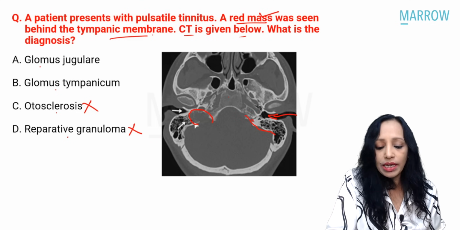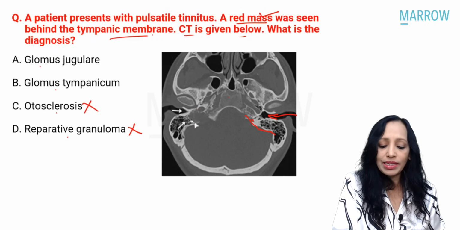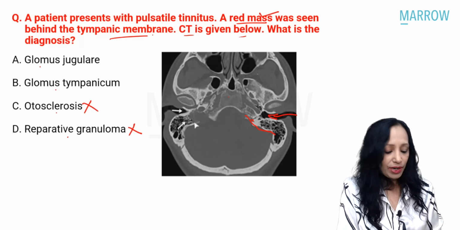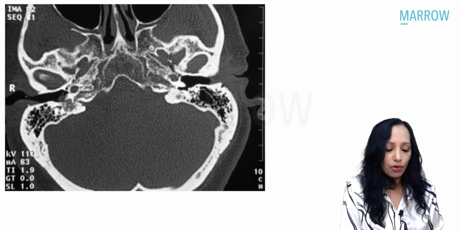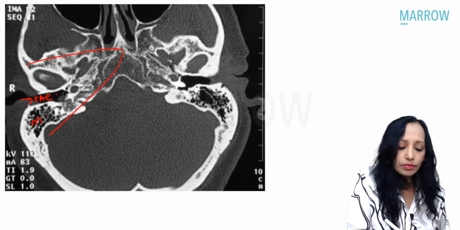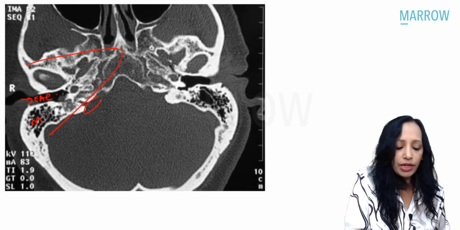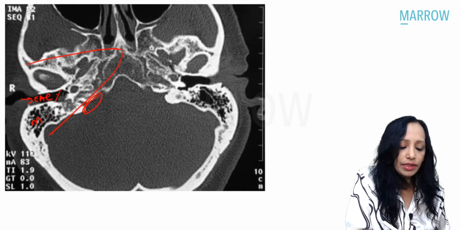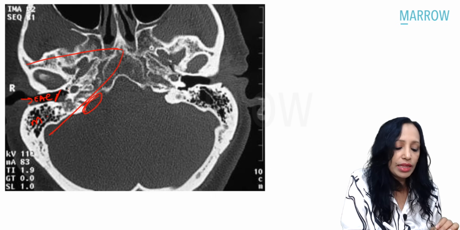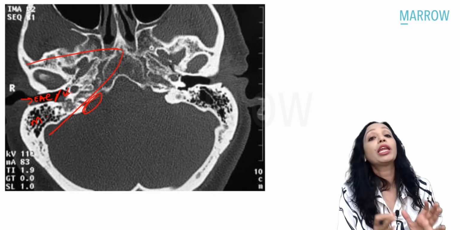Here you can see this is the area of the jugular foramen where you are seeing a mass. So yes, this is a glomus jugulare. And believe me, if it is a glomus tympanicum, this is the external auditory canal, right? This is the mastoid. This will be the area of the jugular foramen area. And here, the tympanic membrane. If it is a glomus tympanicum, you will see the mass just medial to the tympanic membrane on the promontory.